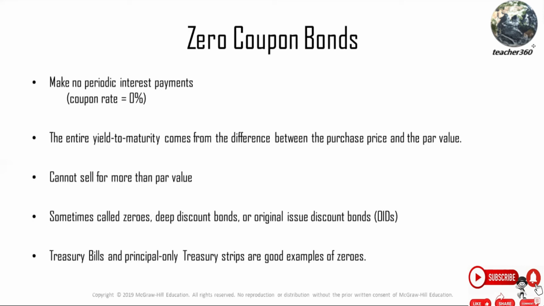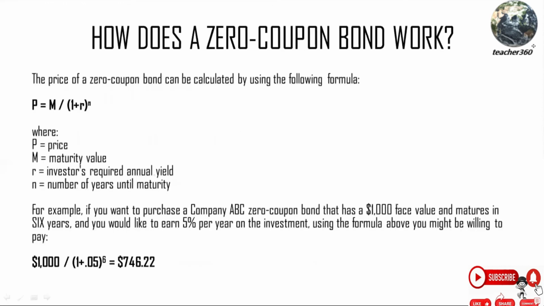Zero coupon bonds cannot sell for more than par value. Sometimes called zeros, deep discount bonds, or original issue discount bonds. Treasury bills and principal only treasury strips are good examples of zeros. How does a zero coupon bond work?